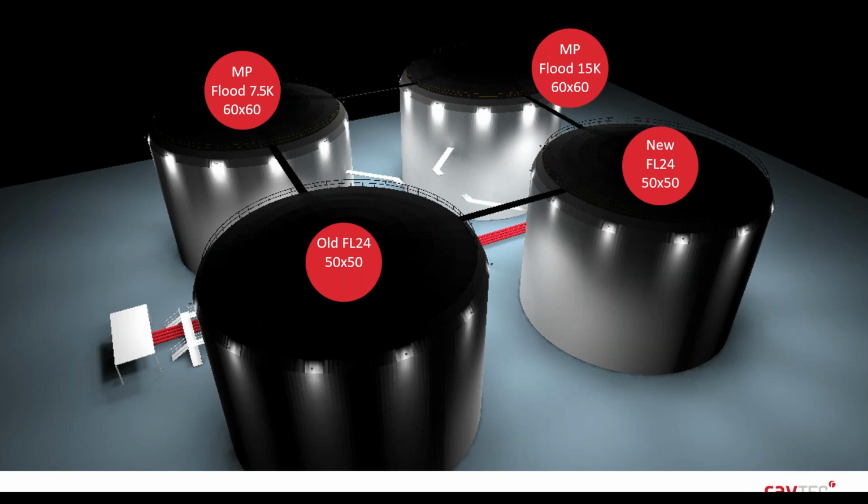All the products deliver a different outcome, and depending on what you want to achieve will determine which lighting option is correct for your application. As you can see, the new FL24 product and the mid-power flood 7.5K option gives off a similar light output. However, mid-power provides more light coverage with its wider beam angle and secondary optics.